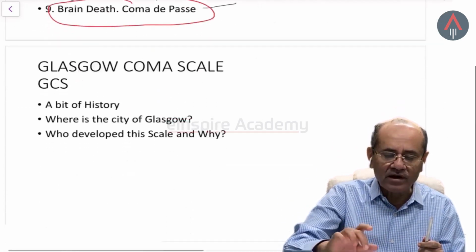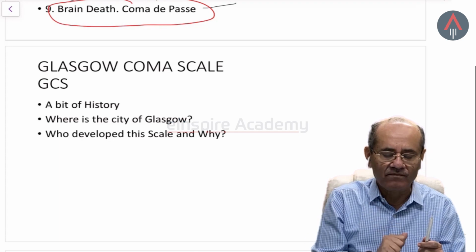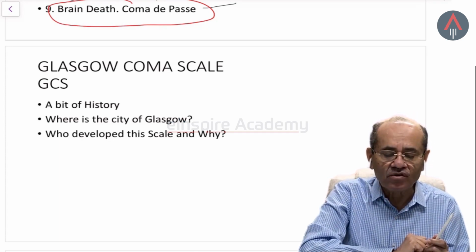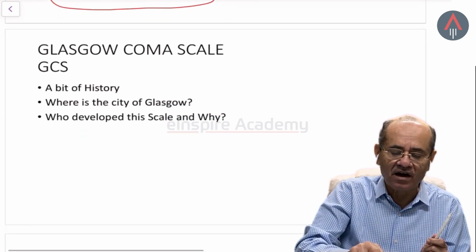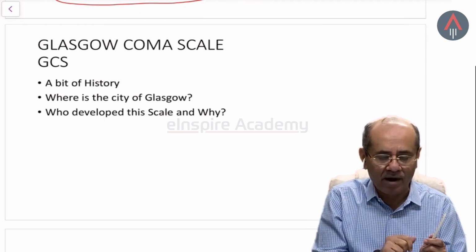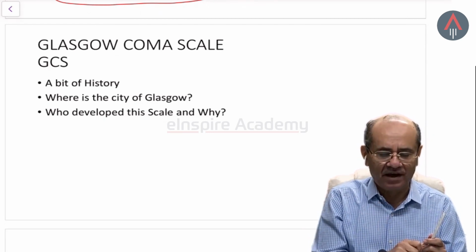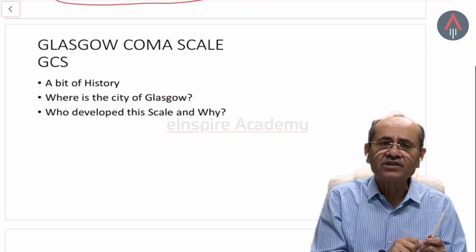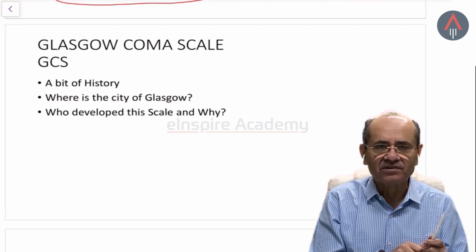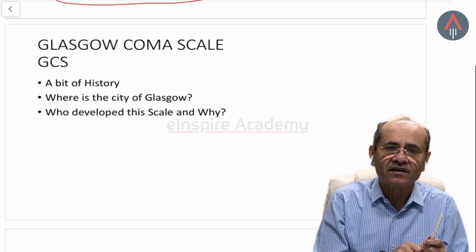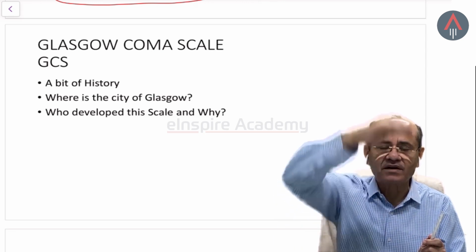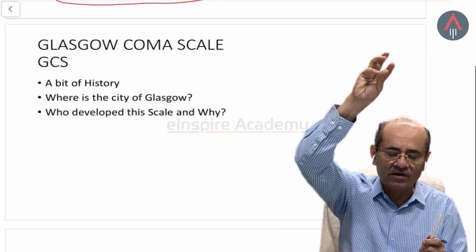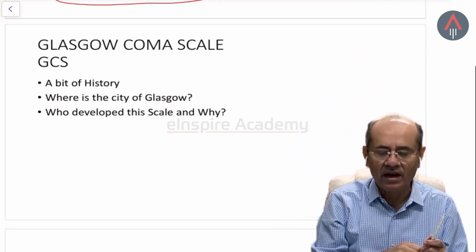So now I come to the Glasgow Coma Scale. This is the method by which we do the clinical assessment of unconsciousness or coma. A bit of history here. Glasgow is the name of a city. Where is it? It is in Scotland, part of the United Kingdom. The northern part of the UK is Scotland, and Glasgow is one of its historical cities.